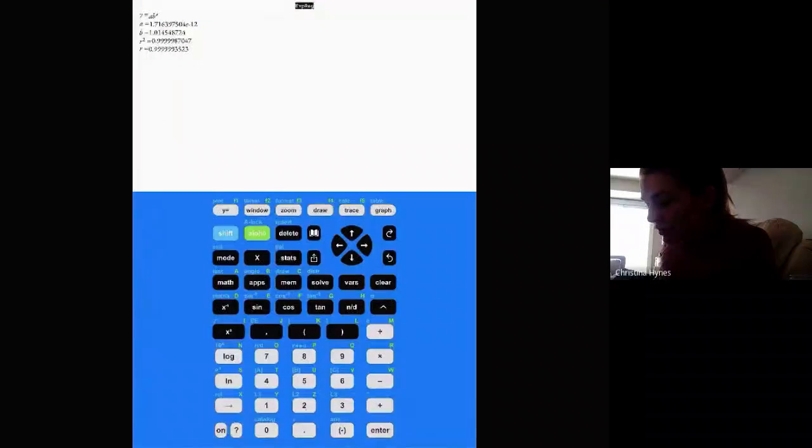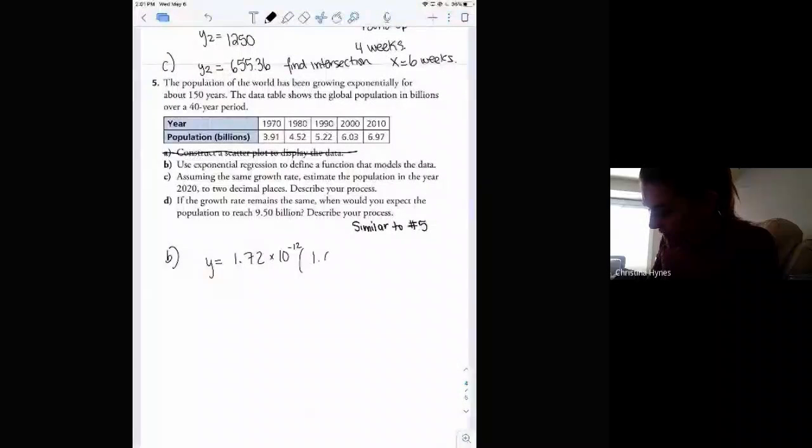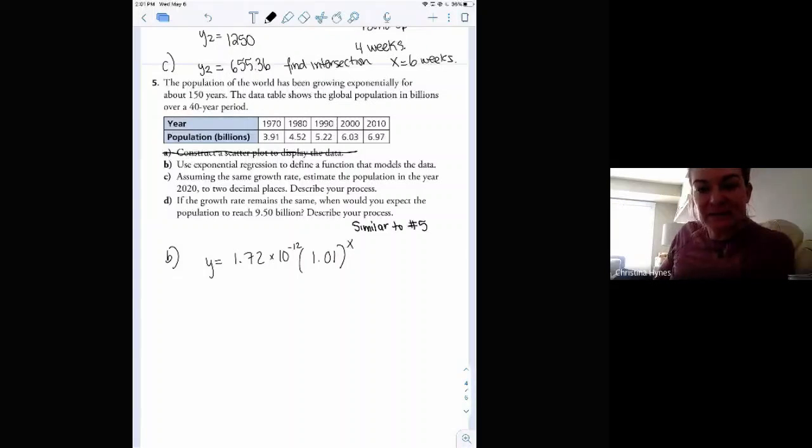And then you want to write your B value. So I have 1.01 in brackets to the power of x. That's all you have to do for exponential regression: put that into your L1, L2, go to stat, calc, 0 for you guys. And then when you press enter, it will give you the A and B that you're filling in. So it's always in the form y equals A times B to the power of x. Okay, so that's what you're filling in.